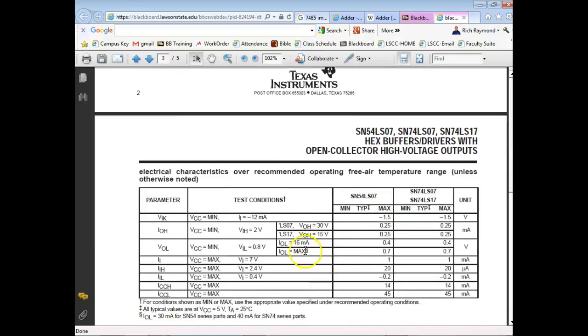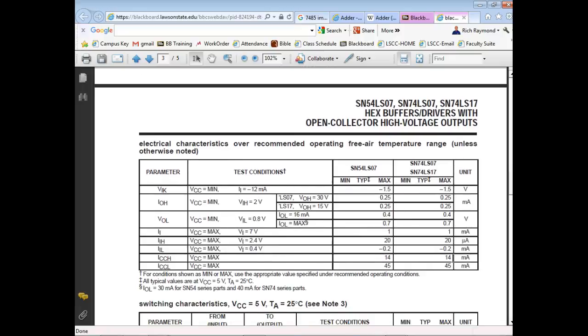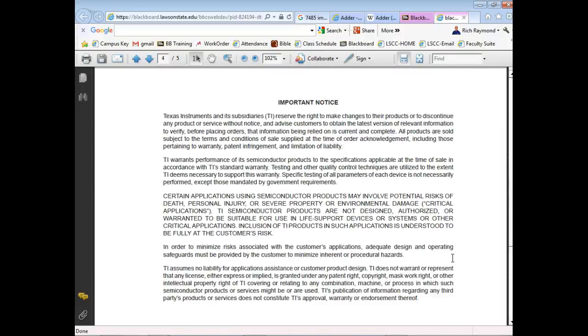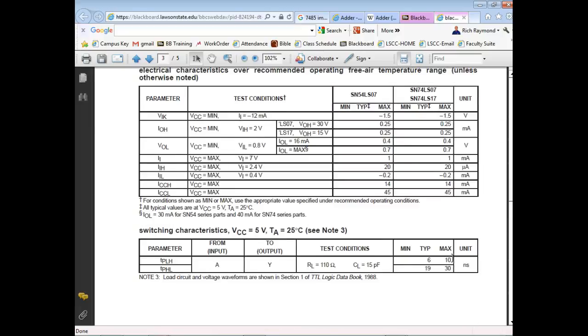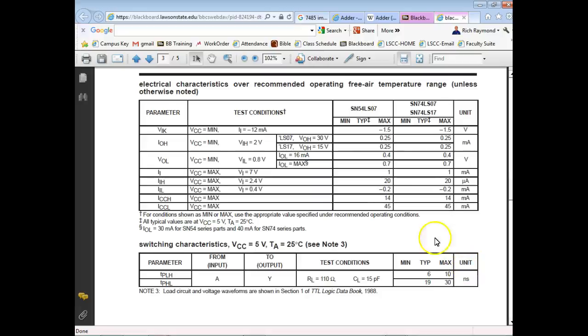So this guy right here, every input of this is going to draw what? 1 milliamp. So if I hook 10 of them in parallel, that would require 10 milliamps, right? You understand that? But we look and see what they can put out. What's their low-level output? Here's V out low. They can drive what? 16 milliamps, and still maintain the output at 0.4 volts, or 400 millivolts.